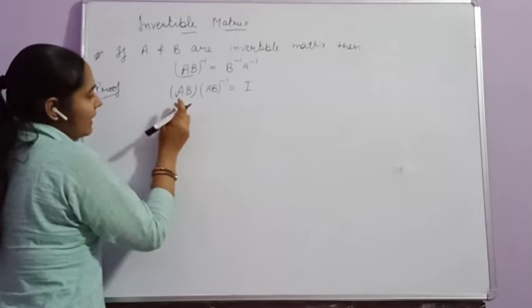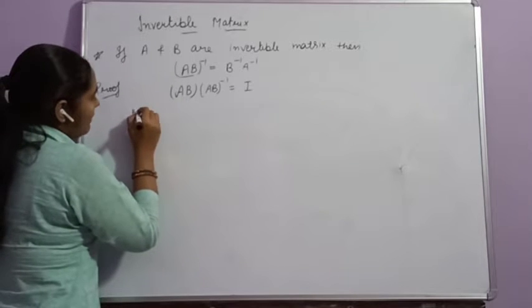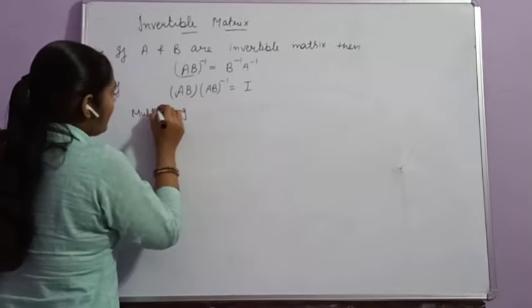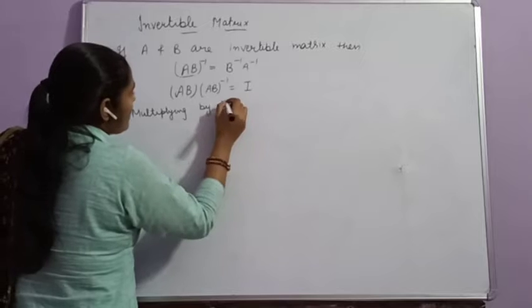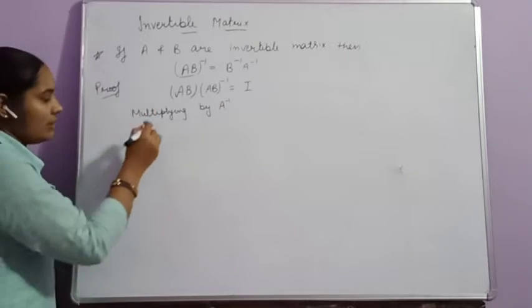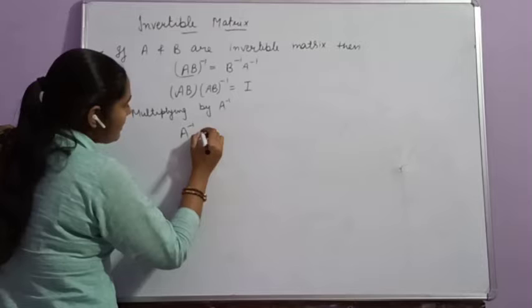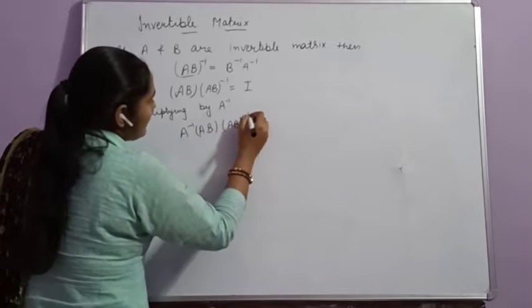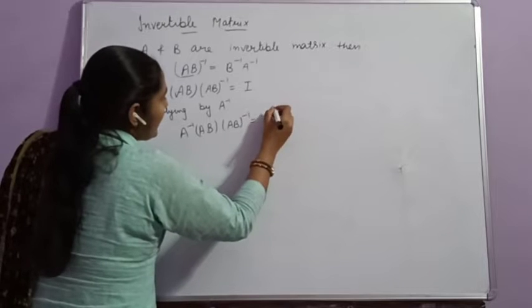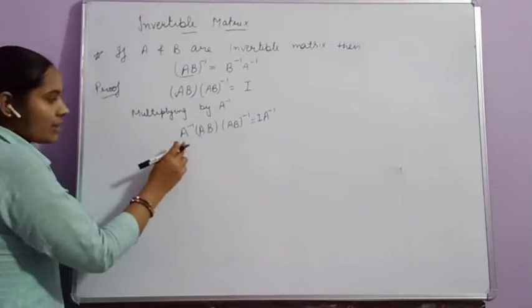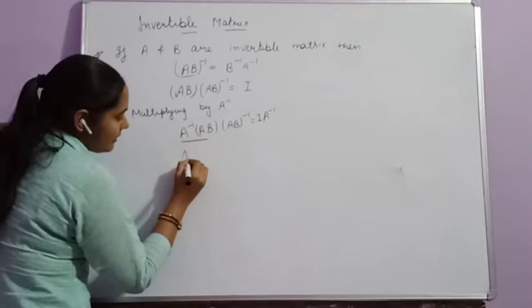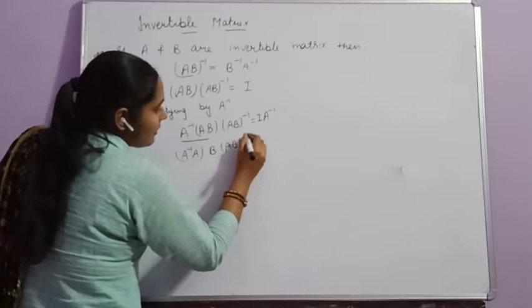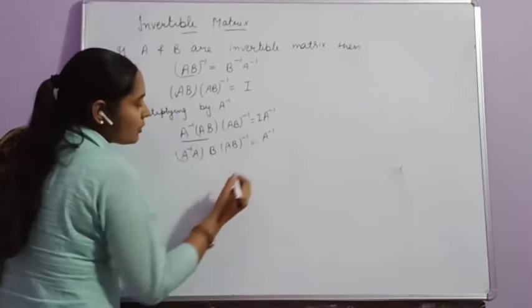If we multiply by A inverse on both sides, clear? We can write A inverse into AB, that is A inverse into AB, that is equal to I into A inverse. Clear? A inverse into A, I into A inverse, that is equal to A inverse.